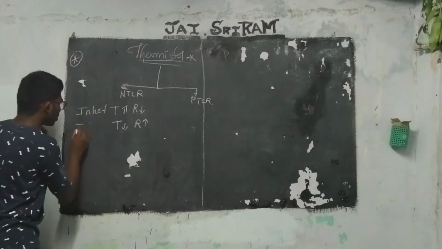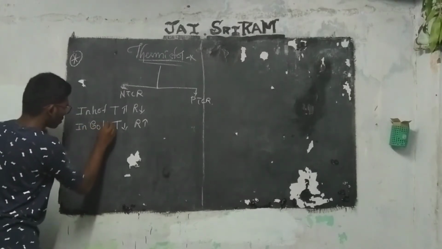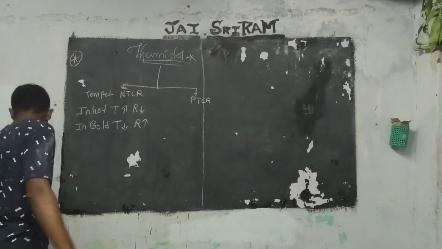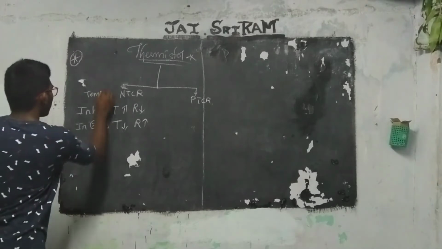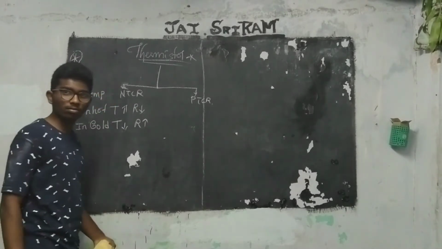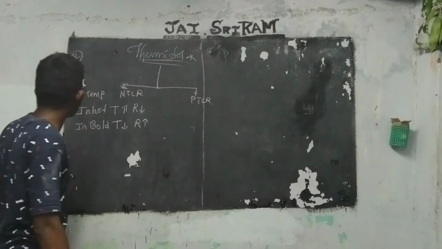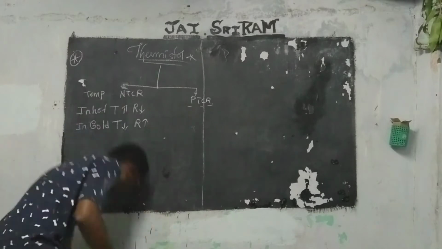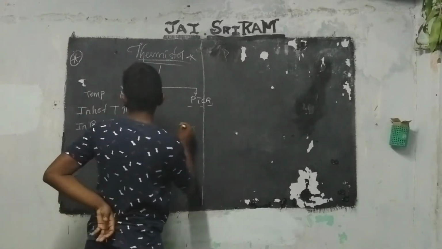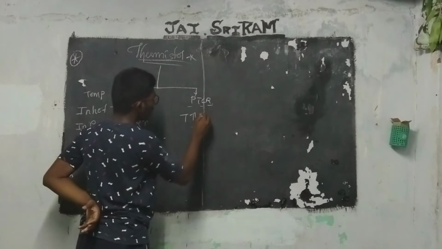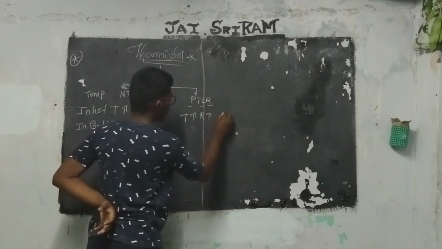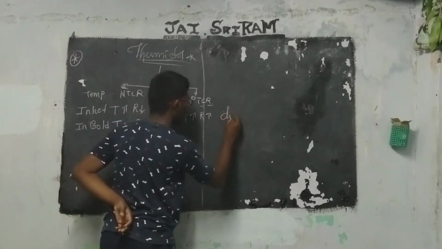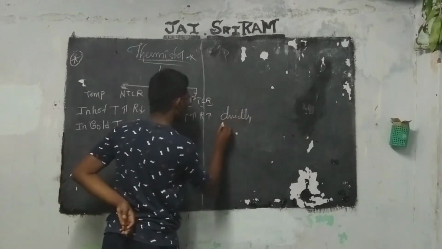In the cold case, temperature decreases. Next we go to PTCR. Here, if temperature increases, resistance also increases. This is directly proportional. Here we have directly proportional.